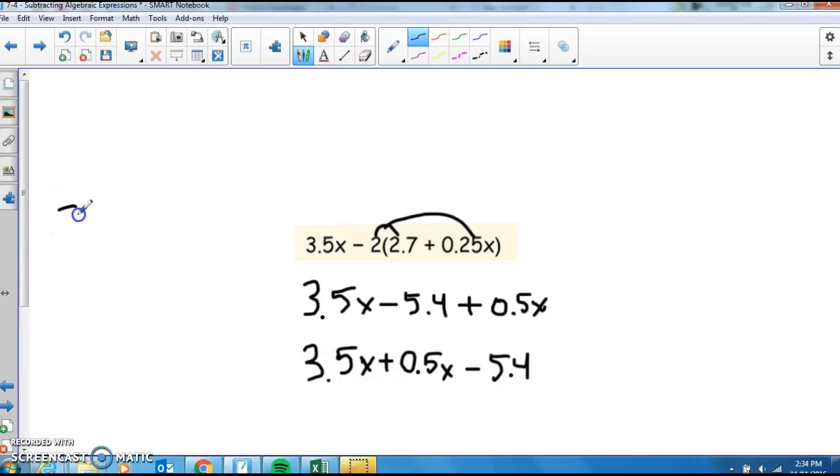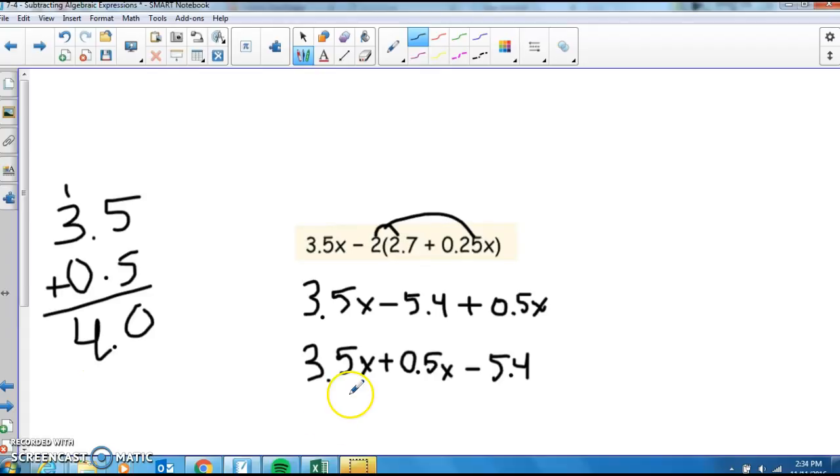So I've got 3.5x, and I'm going to work this over here. A lot of you don't think about lining up your decimals. Some of you are going to look at the 3.5 and the 0.5, and you're going to think it's 8.5. But remember, we have to line up our decimals with adding and subtracting. Both of these are positive, so they have the same sign. So same signs means we're going to add. So add them together. That gives us 4.0. 4.0 is just the same as 4, so that gives us 4x. And I'm going to just drop down that 5.4 since there's nothing else to combine with it. It's just the constant. So my answer is 4x minus 5.4.